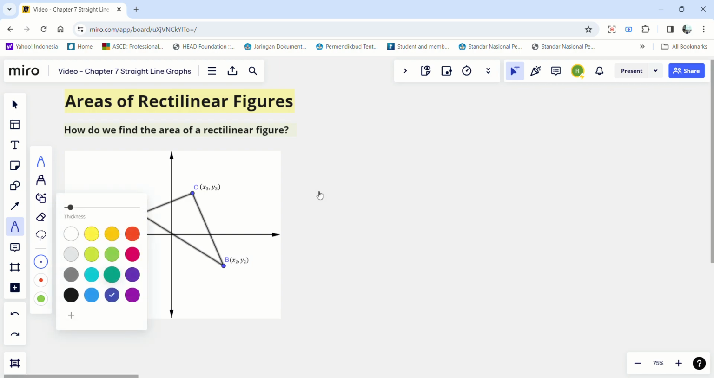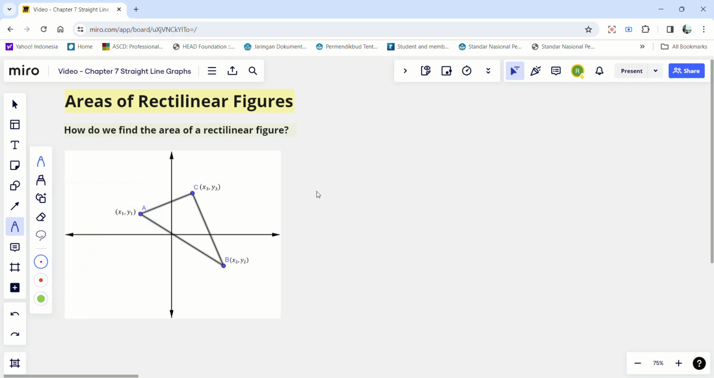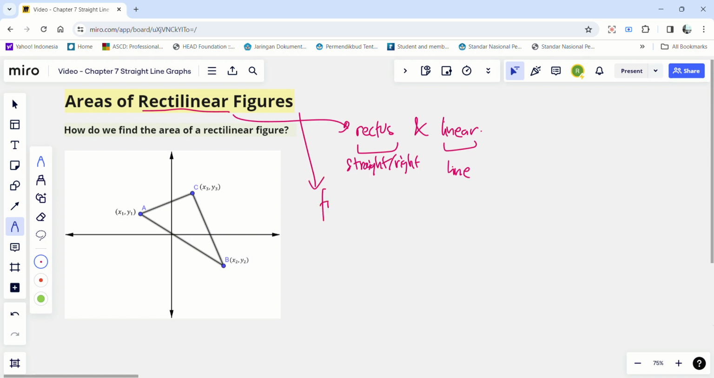But before that, let me touch on what rectilinear means. From the meaning of the language, rectilinear comprises two words, rectus and linear. We know linear is basically a straight line. Rectus itself is not talking about either straight or right. So whenever we're talking about rectilinear figures, it's simply any figure related to straight lines or made by straight lines.